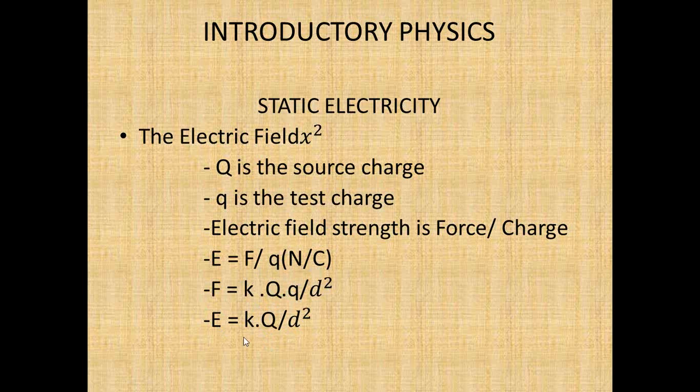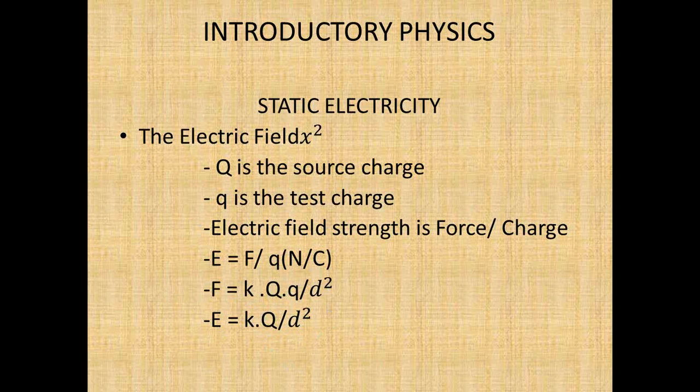If you look closely at the formula for electric field strength, it has nothing to do with the test charge. Electric field strength, when you simplify it, is equal to k, the Coulomb law constant, times the amount of charge on the source charge, divided by the square of the distance between the source charge and the test charge. So the amount of charge that the test charge has has no bearing on the formula.